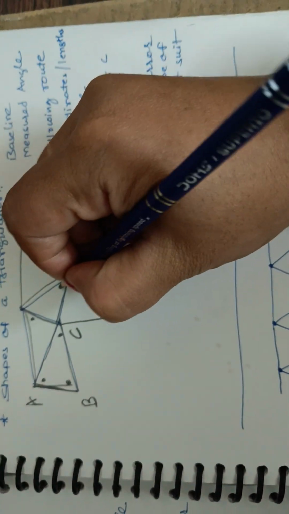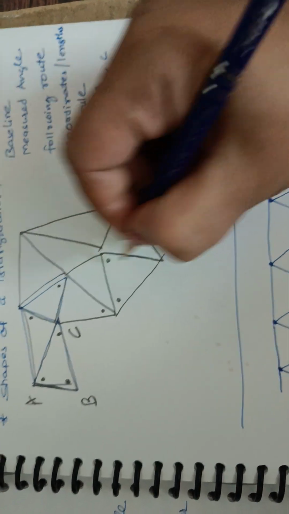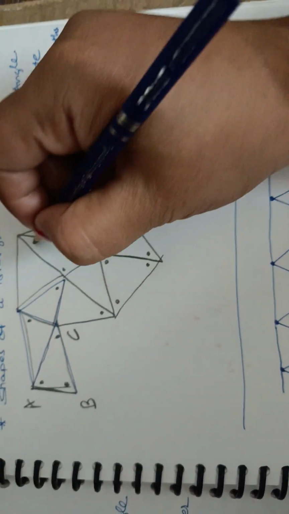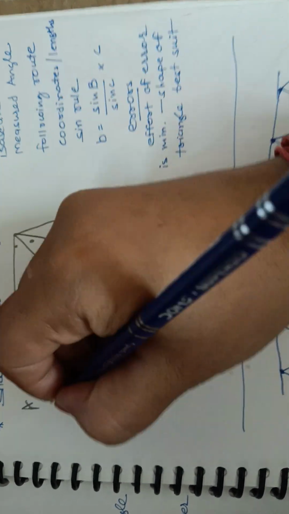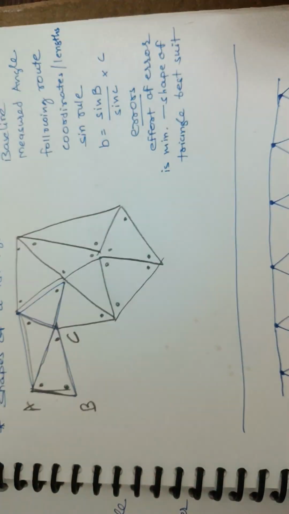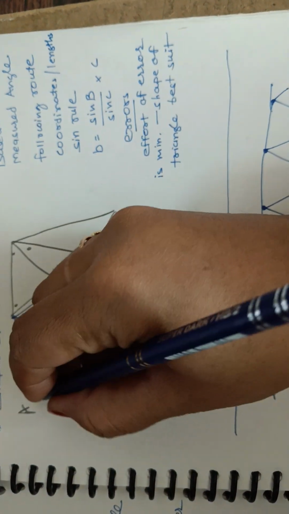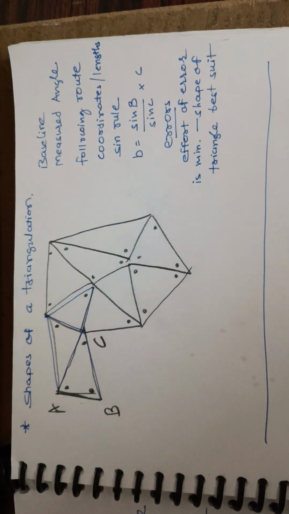So these pencil dots are my measured angles. These are my measured angles. Okay, so this is the baseline. Suppose this is the baseline, and all these are measured angles.